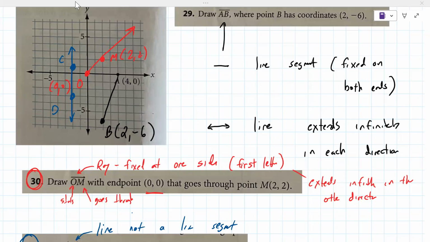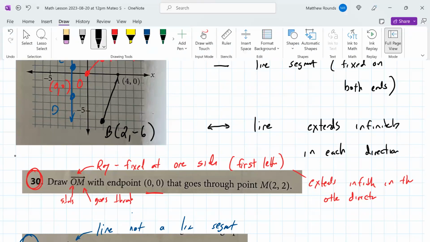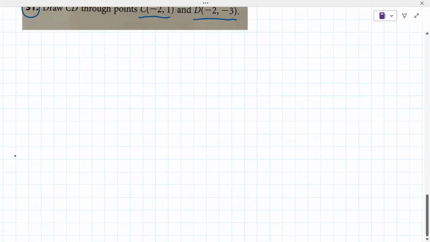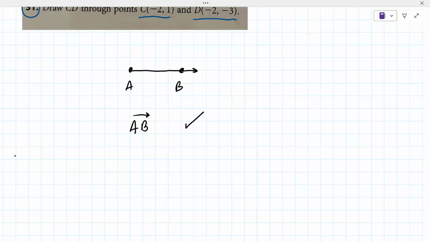So a couple of things to point out here, just to extend this a little bit. Let's say I draw this. This is A and this is B. This is correct notation. This is not correct notation. Oh, because the A has to be before the B? That's right.